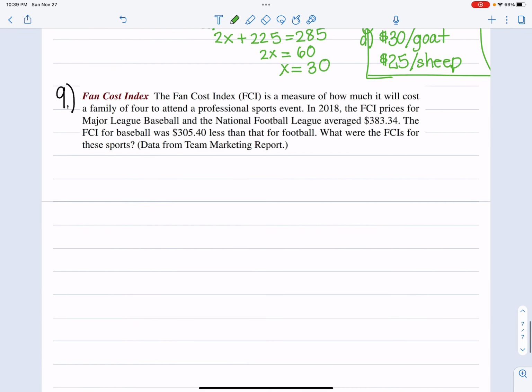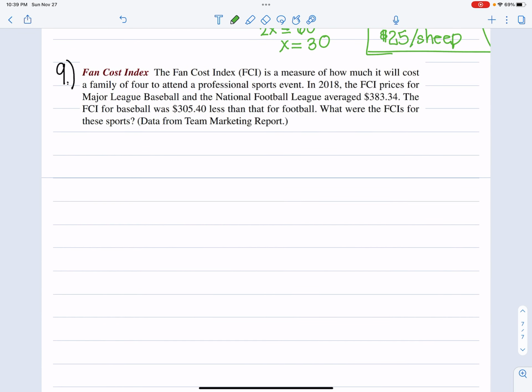Last one, dealing with word problems. The fan cost index, FCI, is a measure of how much it will cost a family of four to attend a professional sports event. In 2018, the FCI prices for Major League Baseball and the National Football League averaged $383.34. The FCI for baseball was $305.40 less than football. What would the FCIs be for these sports?